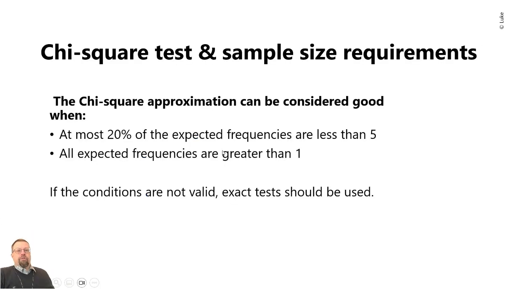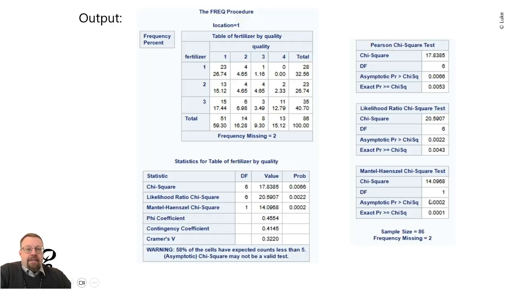And here are the assumptions. So the chi-square approximation can be considered good when at most 20% of the so-called expected frequencies are less than 5, and all expected frequencies are greater than 1. And if these conditions are not valid, then the exact tests can be used as an alternative. And these assumptions are quite easy in the sense that we actually get a warning here in the output.